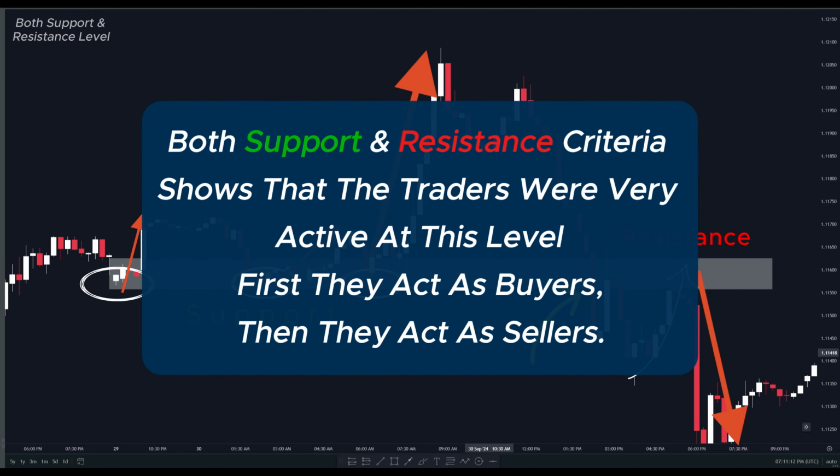This both support and resistance criteria shows that the traders were very active at this level. First they act as buyers, then after the level got broken, they act as sellers, so you can take advantage of this to execute your trades.